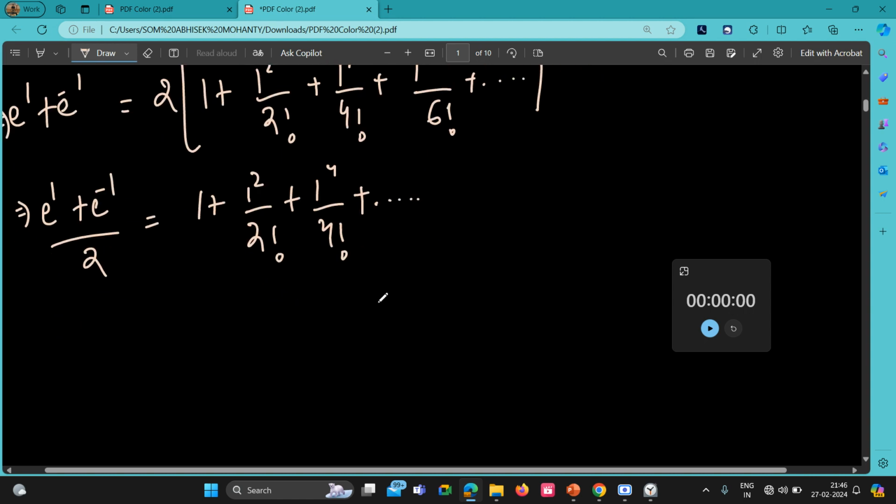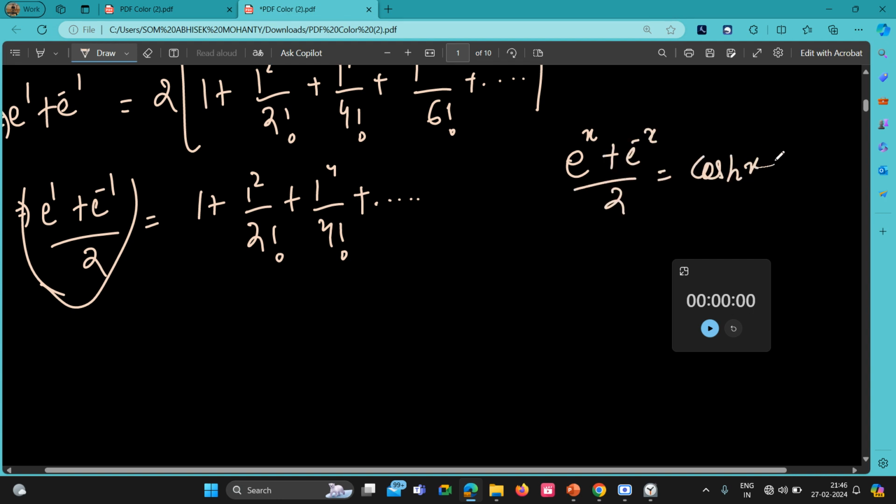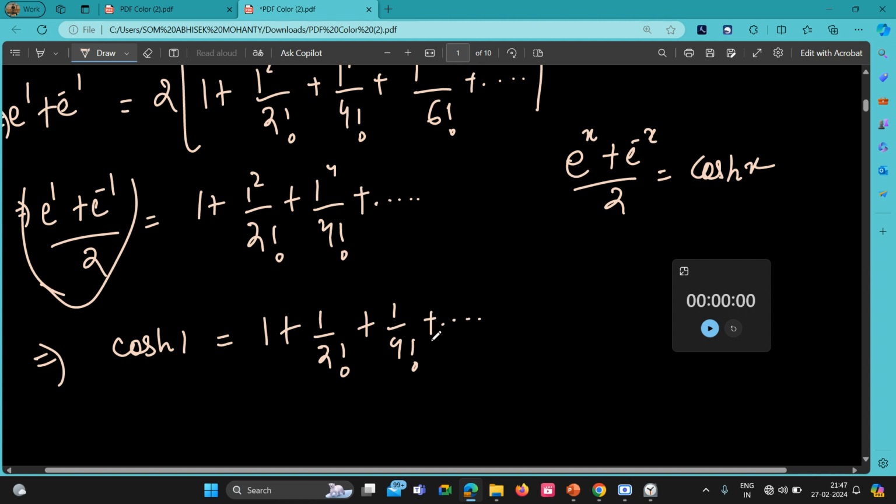So this is the formula of what? e to the power x plus e to the power minus x by 2 is actually cos hyperbolic x. Just put x equal to 1. So cos hyperbolic 1 is equal to 1 plus 1 by 2 factorial plus 1 by 4 factorial, and it will go on and on. Is it alright?